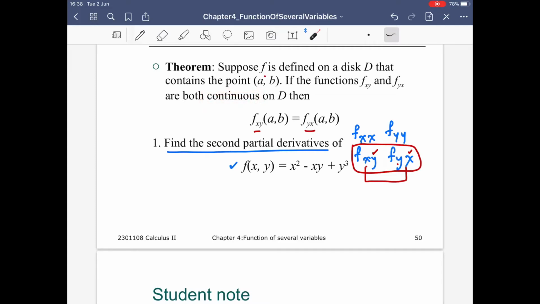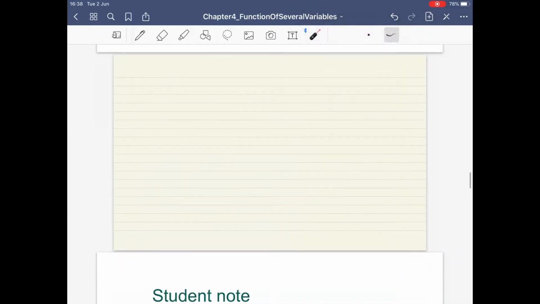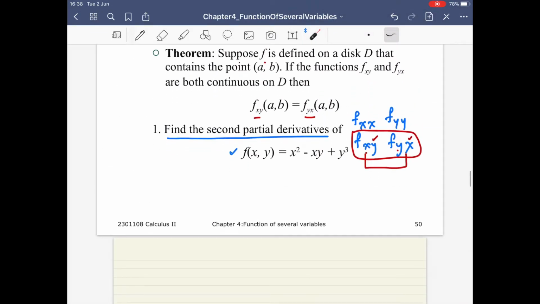Most of the time, the functions that you consider in this course are continuous, so that is why f sub xy and f sub yx are the same. However, if you are asked to find the second partial derivative, you still need to find all four of them as well.